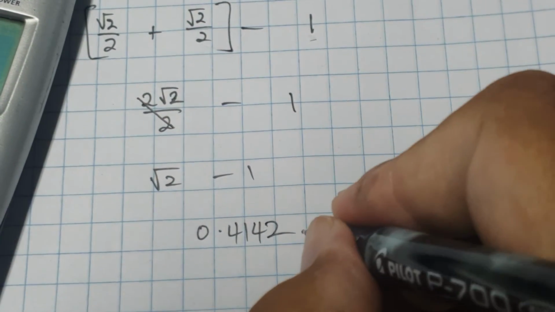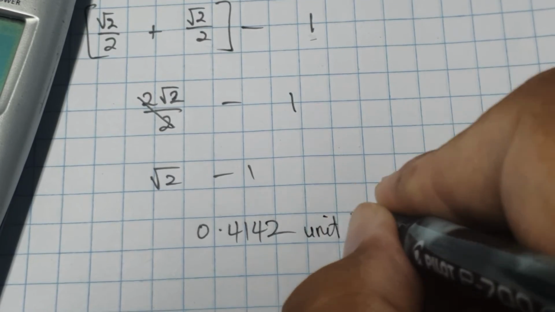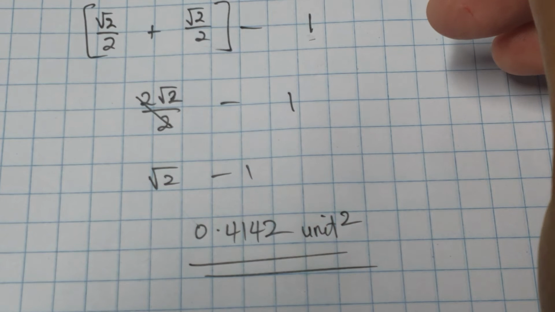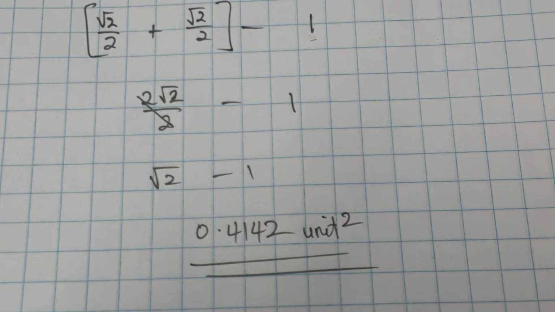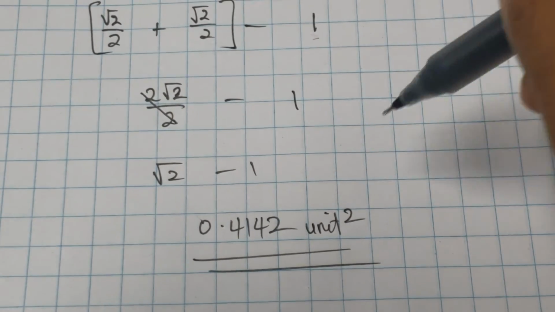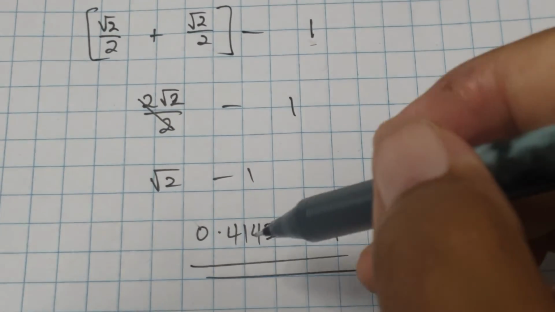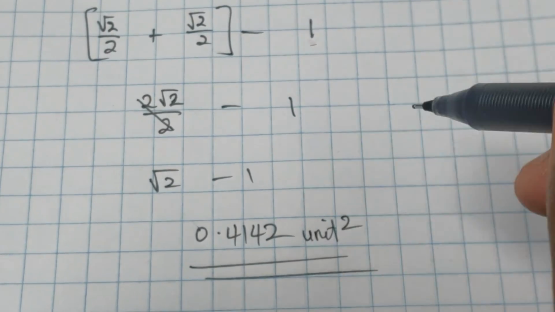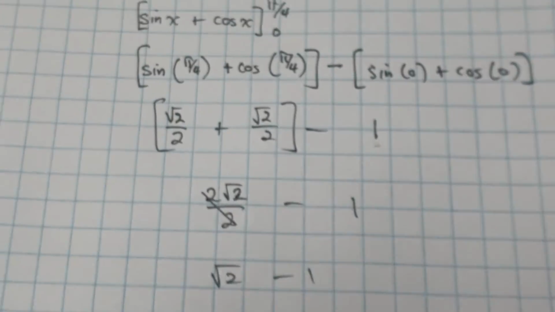Since this is an area, it's better to put unit squared, because this answer is an area, and we don't know what the area measurement is, like centimeters or kilometers. So we just put unit squared to indicate that your answer is an area. So that's for letter A.